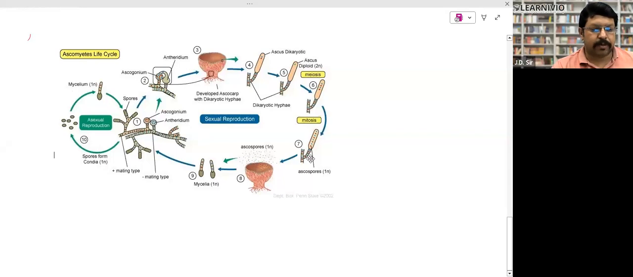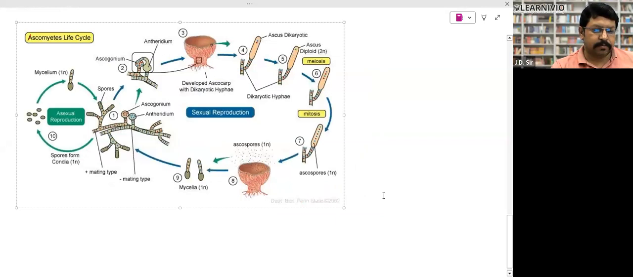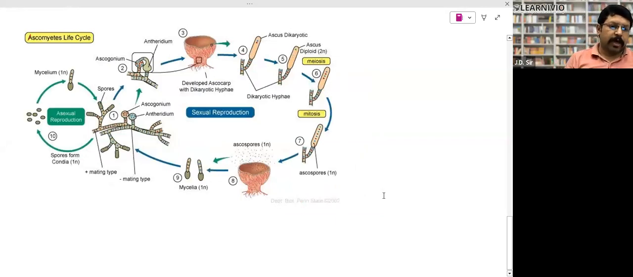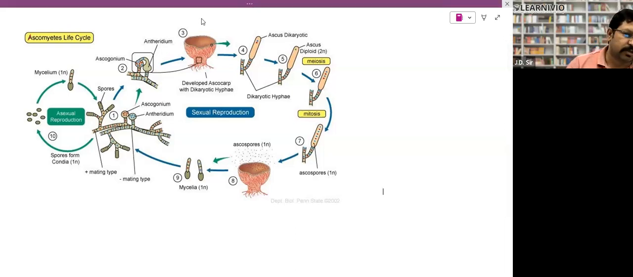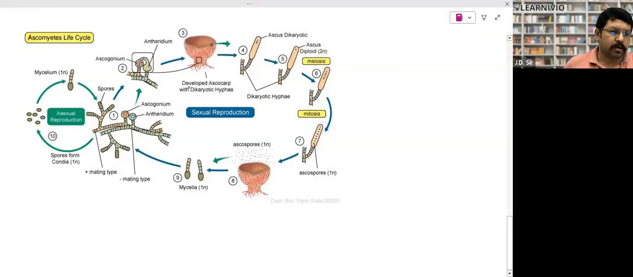Try to understand more clearly. Look, this is the life cycle of ascomycetes. Let me make it larger, right? Now we are talking about both types of reproduction, sexual and asexual reproduction. In both kinds, the somatic fusion type of thing I have already told you takes place.